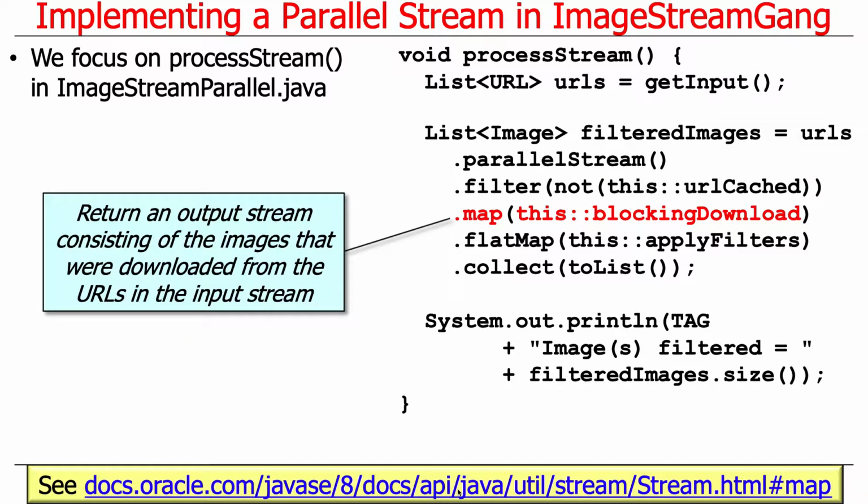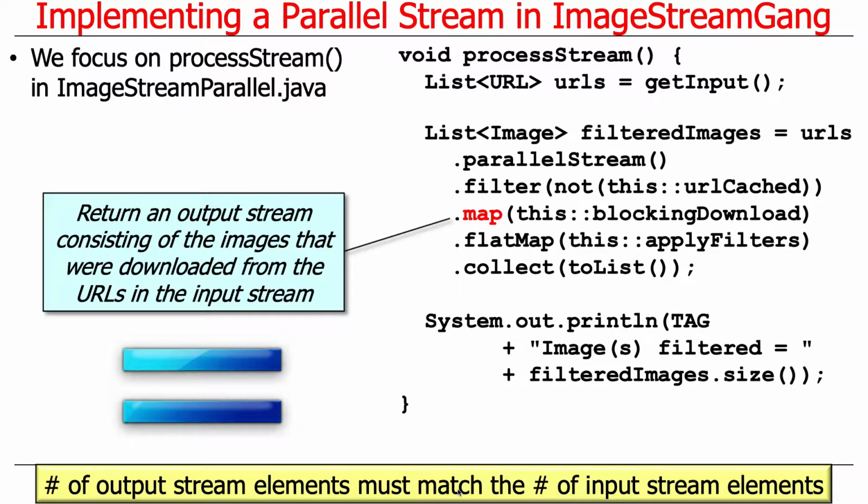The next thing we're going to do is we're going to call map. And remember, map takes an input stream, does something to it, and then produces an output stream, which might change the type. In this case, it does, because it goes from a stream of URLs to a stream of images. And the number of elements in the output stream must match the number of input stream elements unless an exception is thrown, which let's assume it's not.